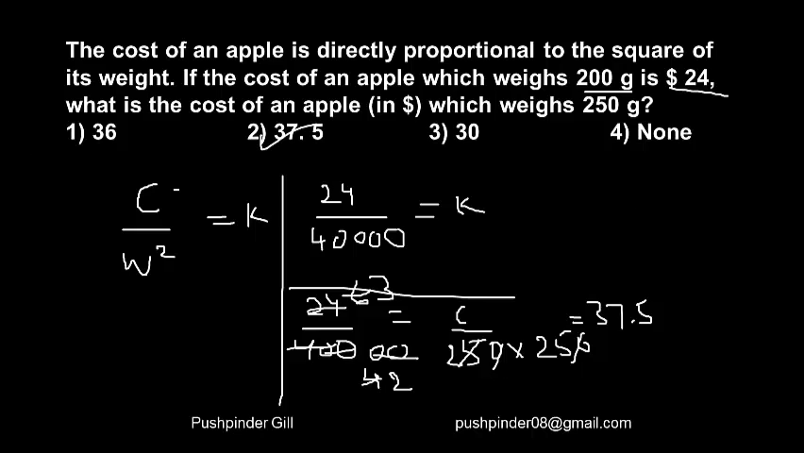Easy, right? So you just have to come up with this, and then everything turns up itself for you. So the cost of an apple was directly proportional to the square of its weight. When it's directly proportional, that means the division is constant, and then the values were given, you just had to substitute the values. Fine.